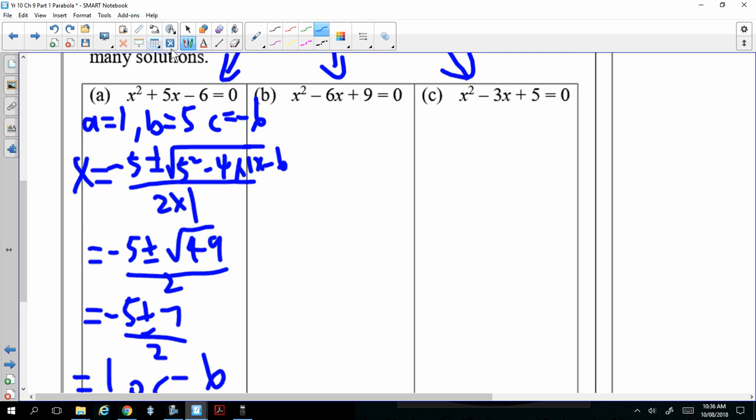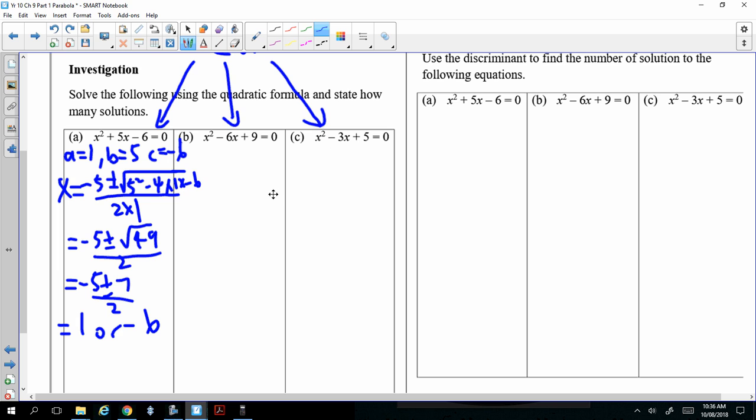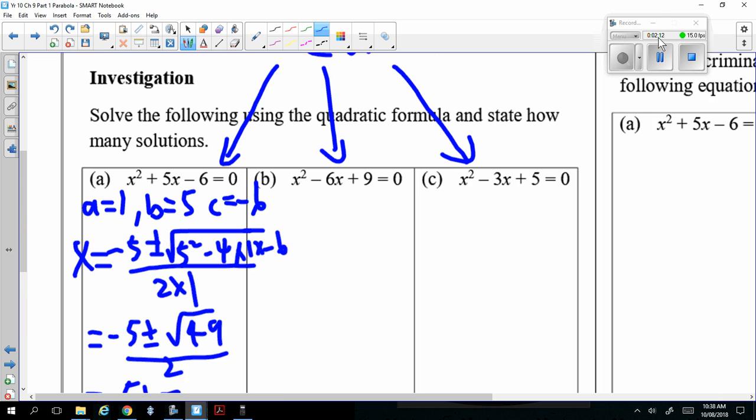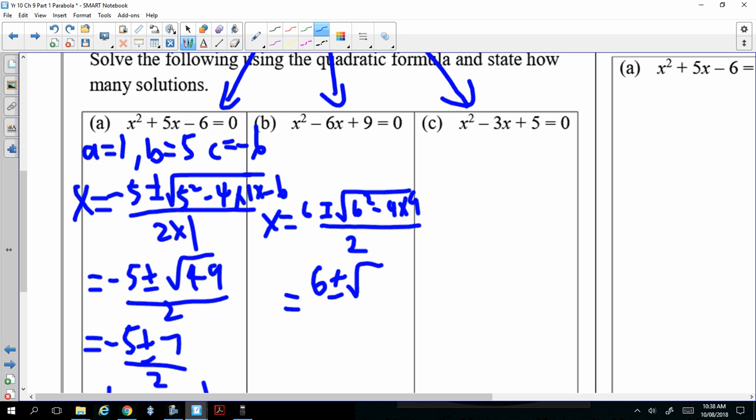Now try the other two, and then we'll discuss what the meaning of this is. Try the other two using the formula. Okay, let's try this one. So you got x equal to 6 plus or minus 6 squared minus 4ac over 2, which is equal to 0. And you get 3.